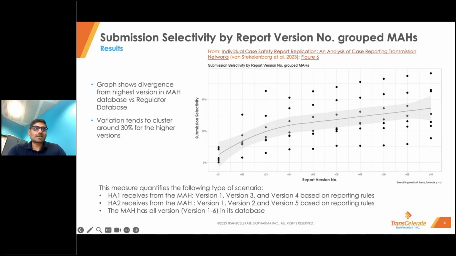The higher the submission selectivity, the greater the divergence between the marketing authorization holder and the Health Authority. From this graph, we note that the variation from report 3 is around 20%, clustering at around 30% for higher case versions. What this translates to is a mismatch between versions of a case within a Health Authority database compared to a marketing authorization holder. This mismatch increases with case version number. If we can move to the next slide.